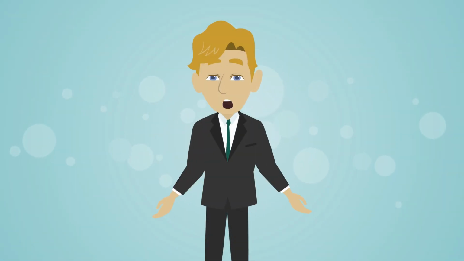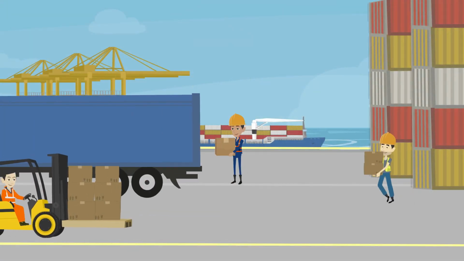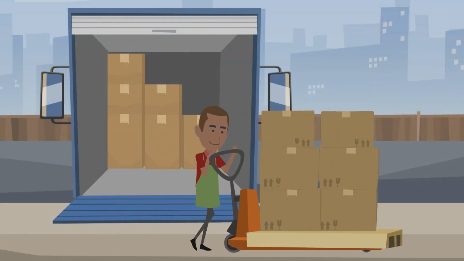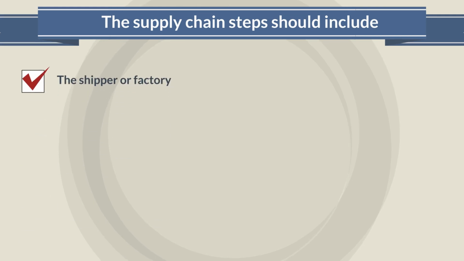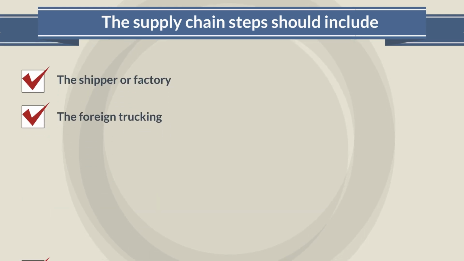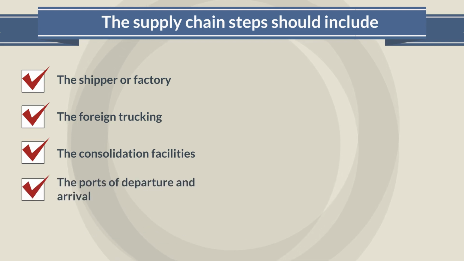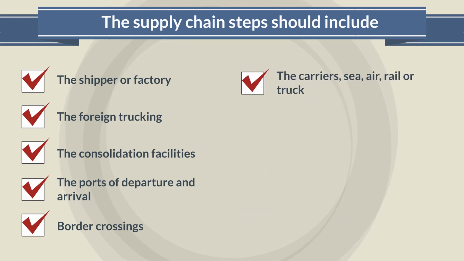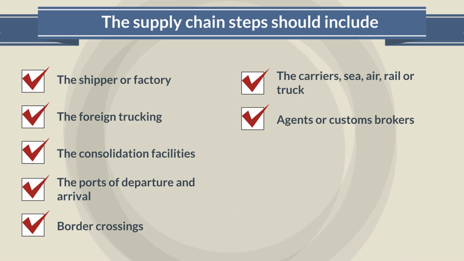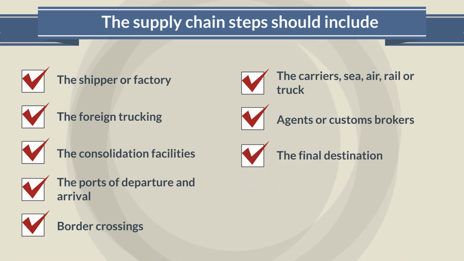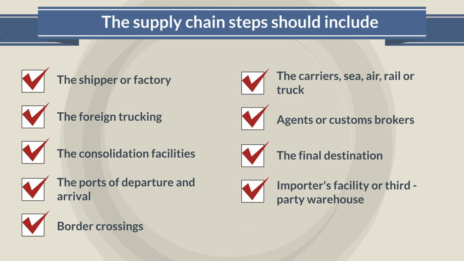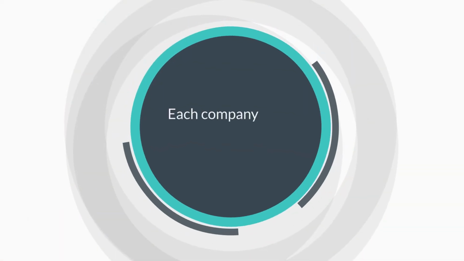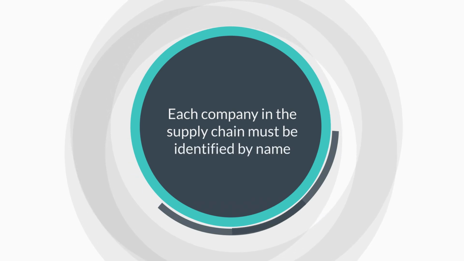First, you must map out each step of the supply chain from the point where cargo is loaded into a container to the point where it is unloaded in the next country. The supply chain steps should include the shipper or factory, the foreign trucking, the consolidation facilities, the ports of departure and arrival, any border crossings, the carriers, sea, air, rail, or truck, any agents involved in the process or customs brokers, the final destination, which is where the cargo is unloaded, and that could be the importer's facility or it could be a third-party warehouse. Each company in the supply chain must be identified by name.